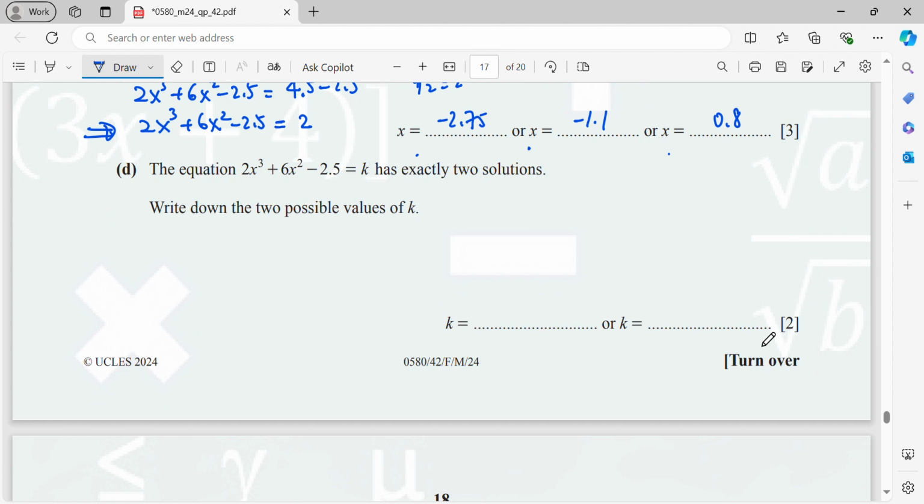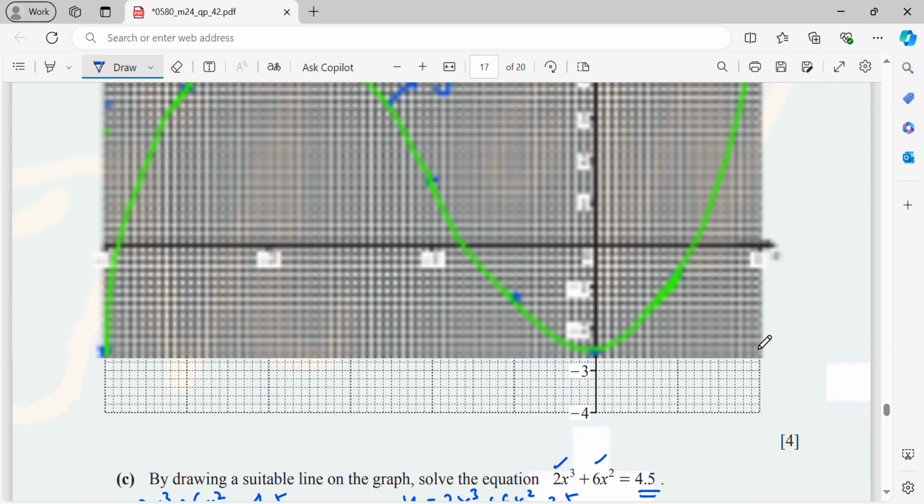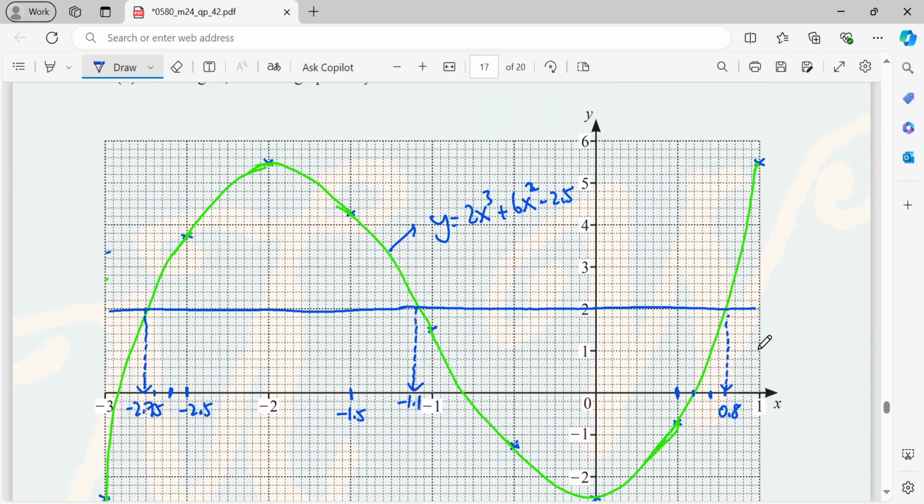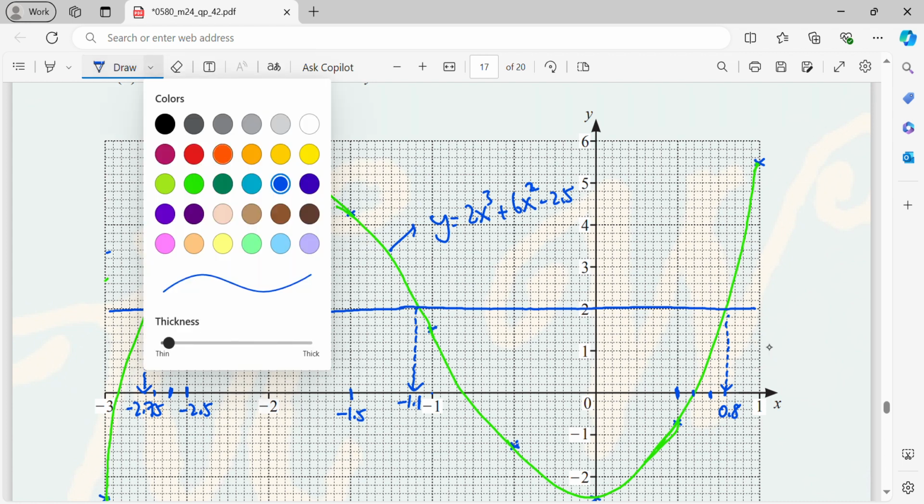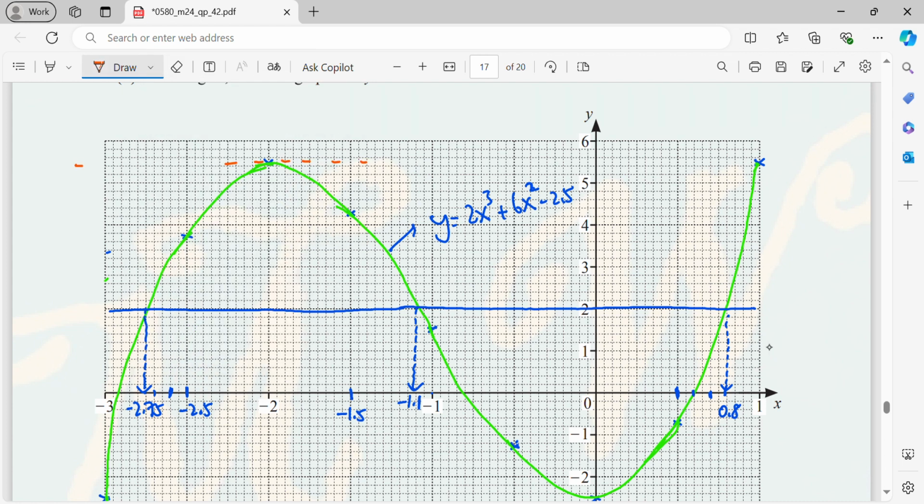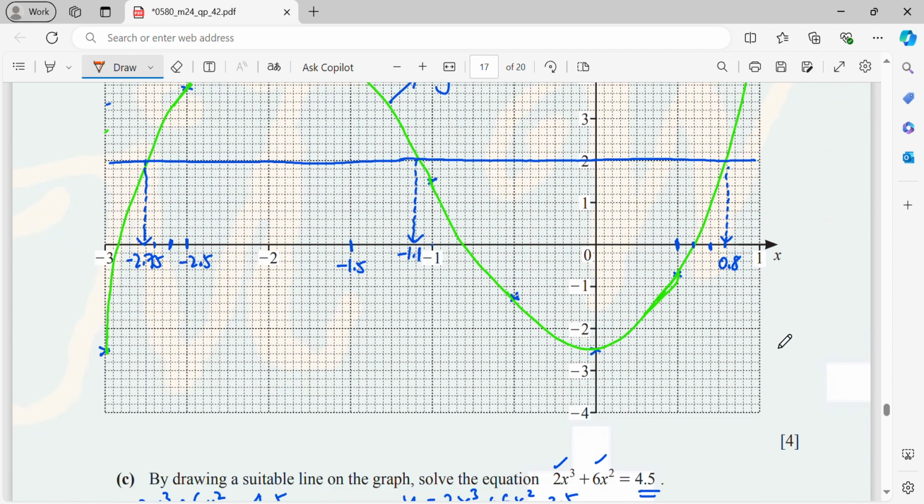Okay, D, the equation has exactly two solutions. Okay, this is the graph that we have sketched. Having exactly two solutions means that when you sketch another line, let's say this is y1, this is y3, you will have two intersection points. So write down two possible values of k. No need to solve, just refer to the graph. Okay, so to get exactly two intersection points means that it will be here, right? These two intersection points, and here also two intersection points.